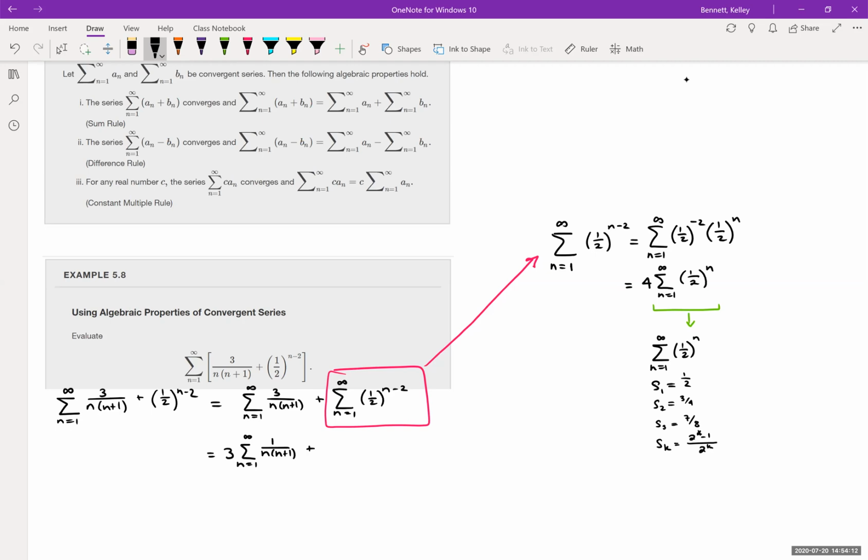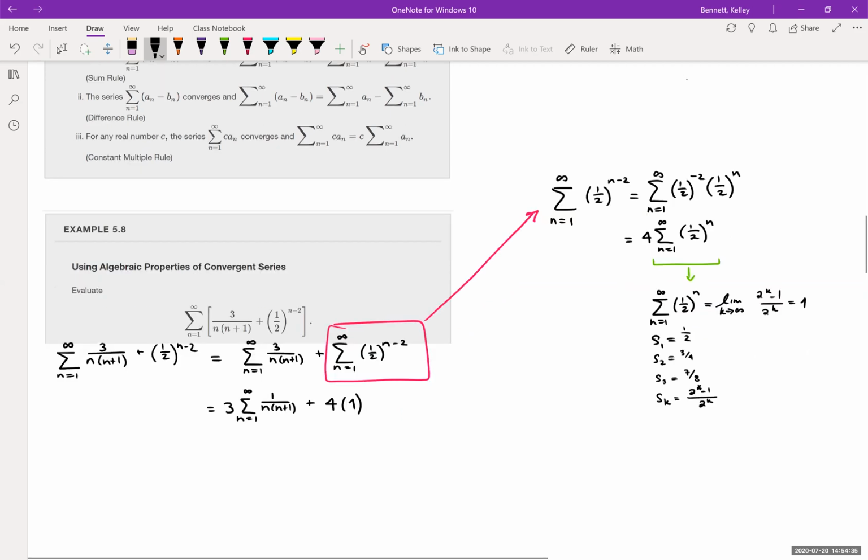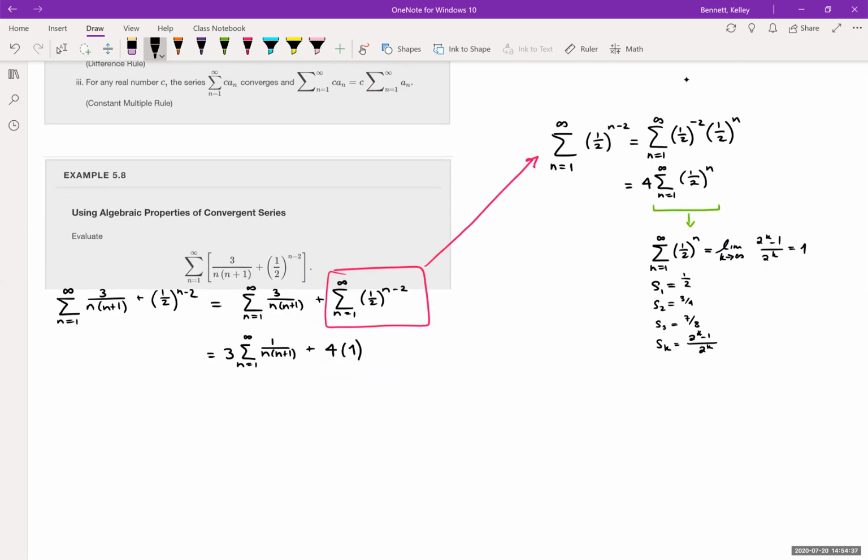So as a sum, I'm just going to take the limit as k goes to infinity of 2 to the k minus 1 over 2 to the k, and that just equals 1. So coming back down to the main problem, I get that this is just 4 times 1. And don't worry, we'll do lots more geometric series. And we saw earlier that the summation of 1 over n times n plus 1 was just 1. So this equals 3 times 1 plus 4 times 1, and that is 7.